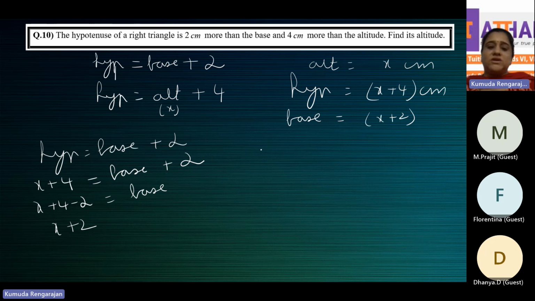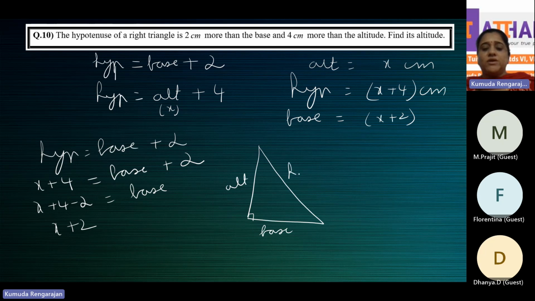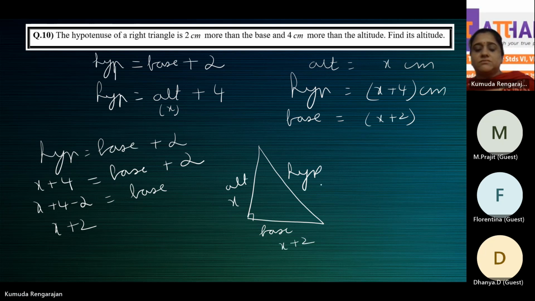Now how will you connect the 3? It's a right triangle. This is the base. This is the altitude. This is the hypotenuse. Krishmi, how will you connect all the 3? Yes, Krishna. Now you need to construct an equation, right? How will you connect these 3 and construct an equation?